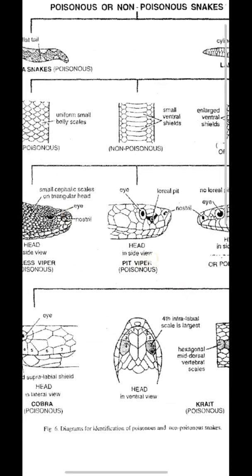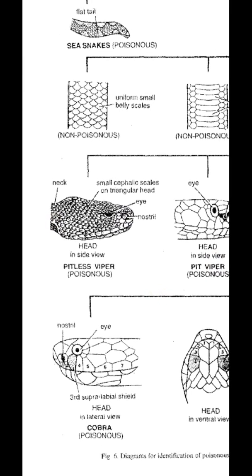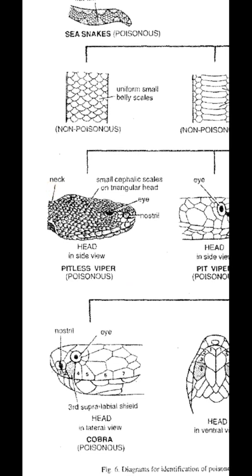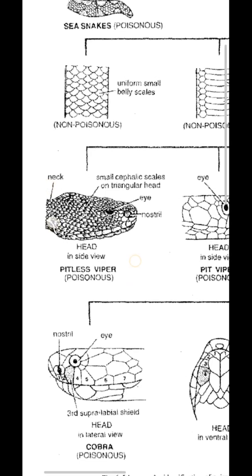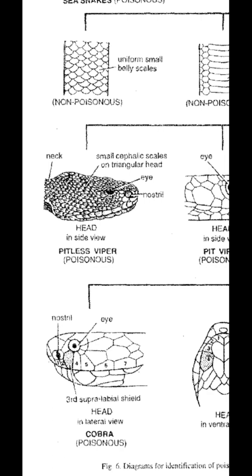For this, we have to check the other physical appearance. That is, if the scales present on the head are small and the head is triangular, and there is no loreal pit present between the nostril and the eye, then it is clear that the snake is poisonous.